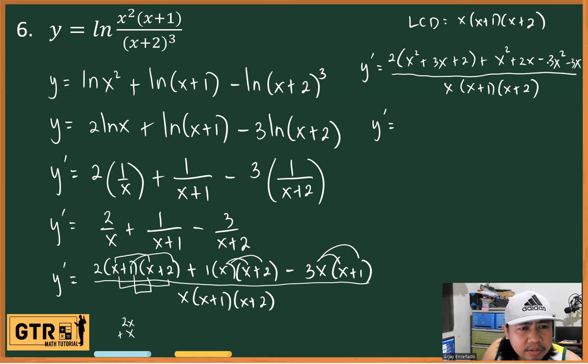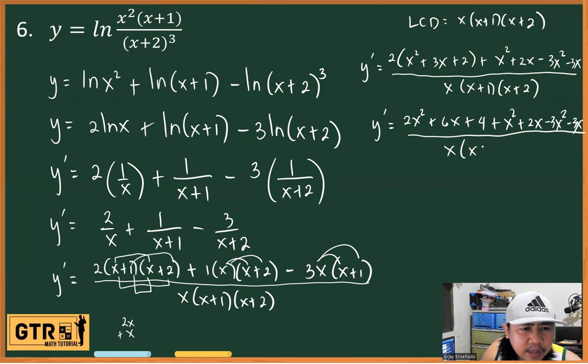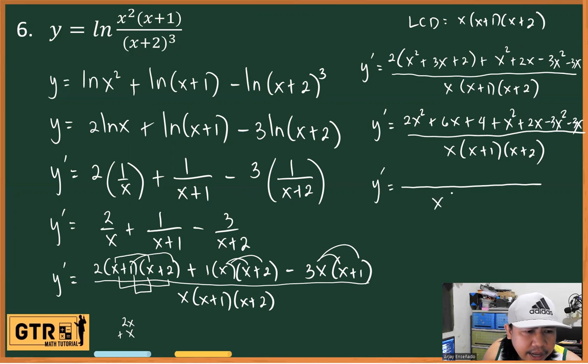Okay, so we can cancel out. So for clarity, just distribute first. So we have 2 times x squared, 2x squared, plus 2 times 3x, that is 6x, plus 2 times 2, that is positive 4. Then just copy, plus x squared plus 2x minus 3x squared minus 3x, all over x times x plus 1 times x plus 2. So for the final answer, just combine like terms. Just copy the denominator, x times x plus 1 times x plus 2.